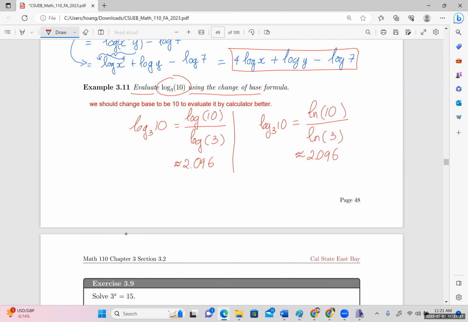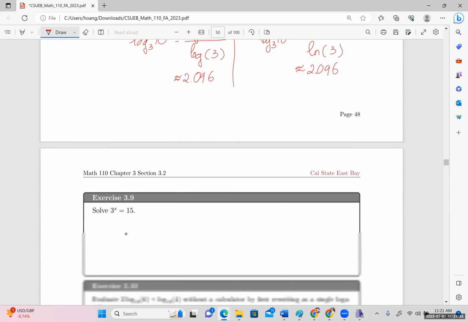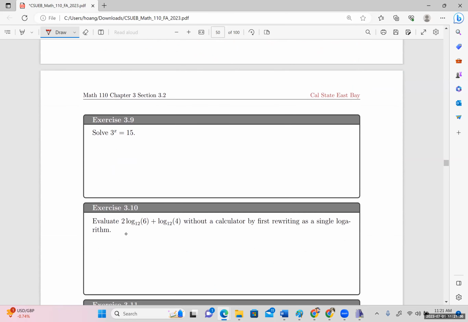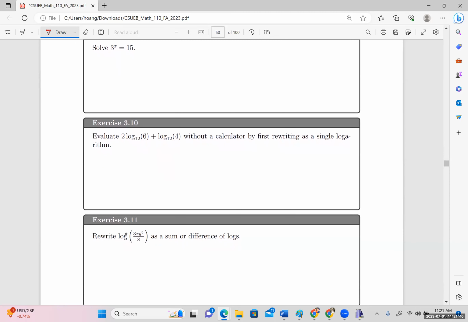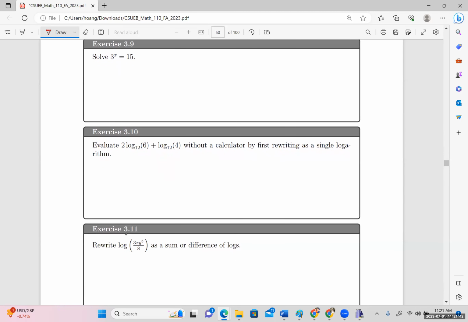So that should be it for 3.11. Okay. Down here are some exercises for us to practice with. I would like to leave them for everyone.